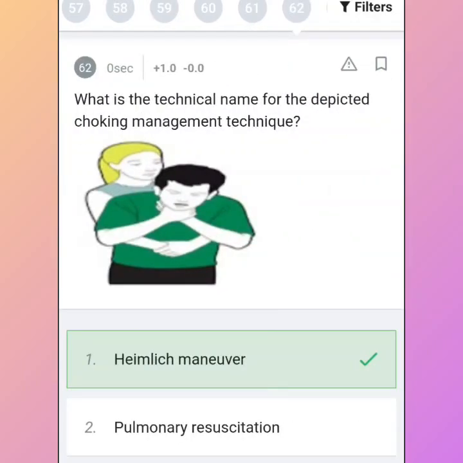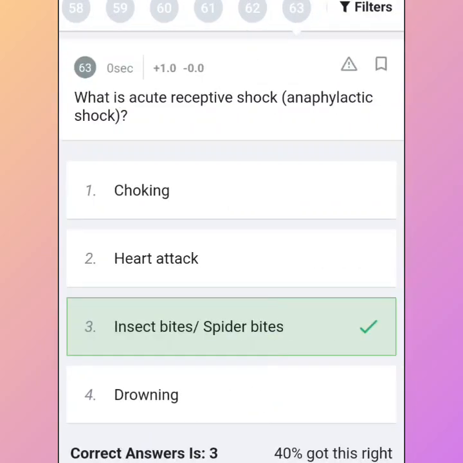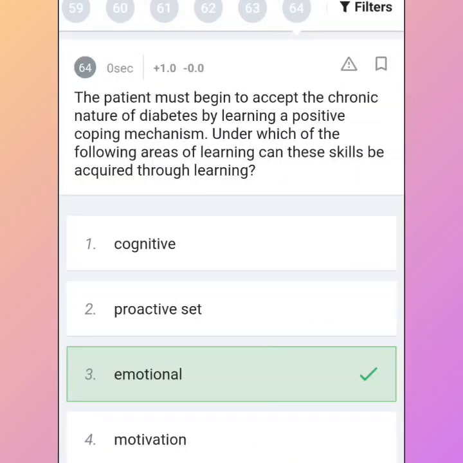What is the technical name for the depicted choking management technique? Heimlich maneuver. What is acute allergic shock? Insect bite, spider bite. The patient must begin to accept the chronic nature of diabetes by learning a positive coping mechanism. Under which of the following area of learning can these skills be acquired through learning?